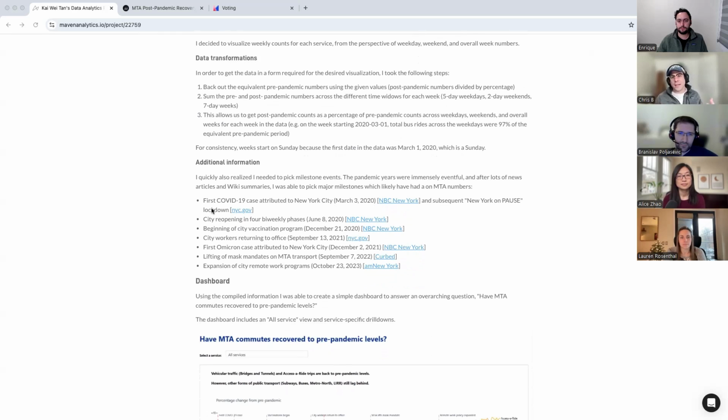But what I really like about his project is that it's one thing to show us a visualization, and another thing to tie this project specifically to real world events. We're looking at COVID recovery for transit in New York City. And there are some very important policy decisions that were made that led to that recovery, right?